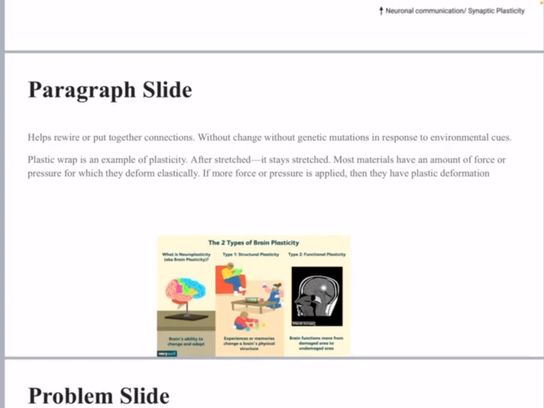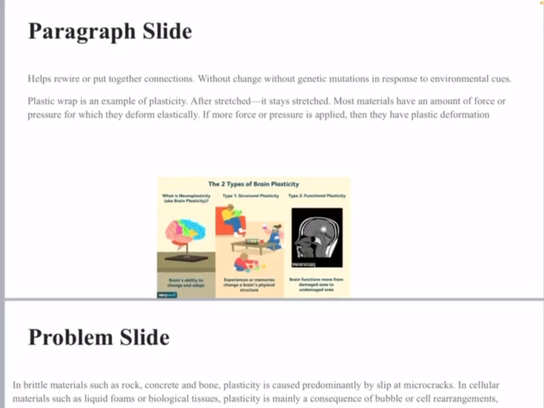Plastic wrap is an example of plasticity. After stretch, it stays stretched. Most materials have an amount of force or pressure for which they deform elastically. If more force or pressure is applied, then the plastic deforms.